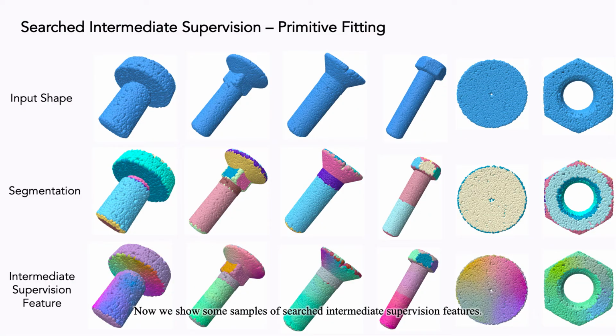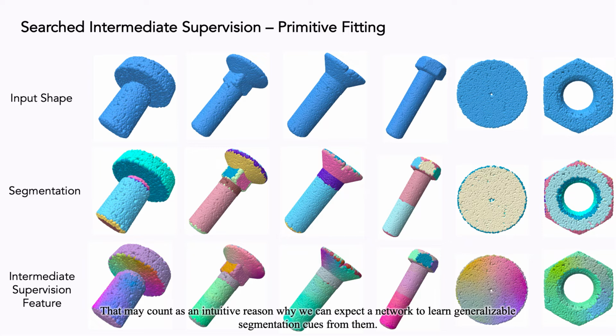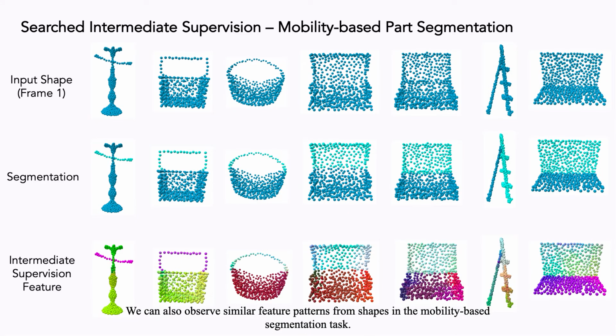Now we show some samples of searched intermediate supervision features. We can observe that such features are continuous in geometry, but also part discriminative. They can be treated as some intermediate forms lying between part segmentation and geometry. That may count as an intuitive reason why we can expect a network to learn generalizable segmentation cues from them. We can also observe similar feature patterns from shapes in the mobility-based segmentation task.